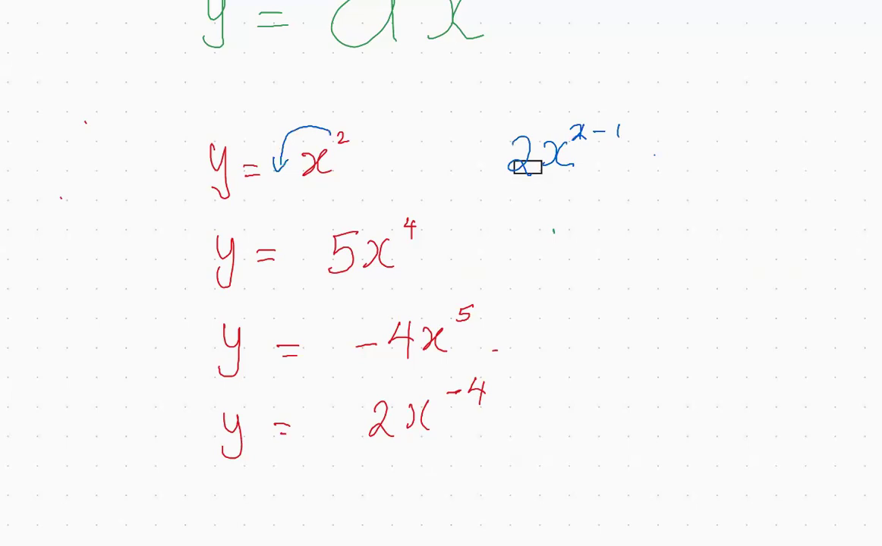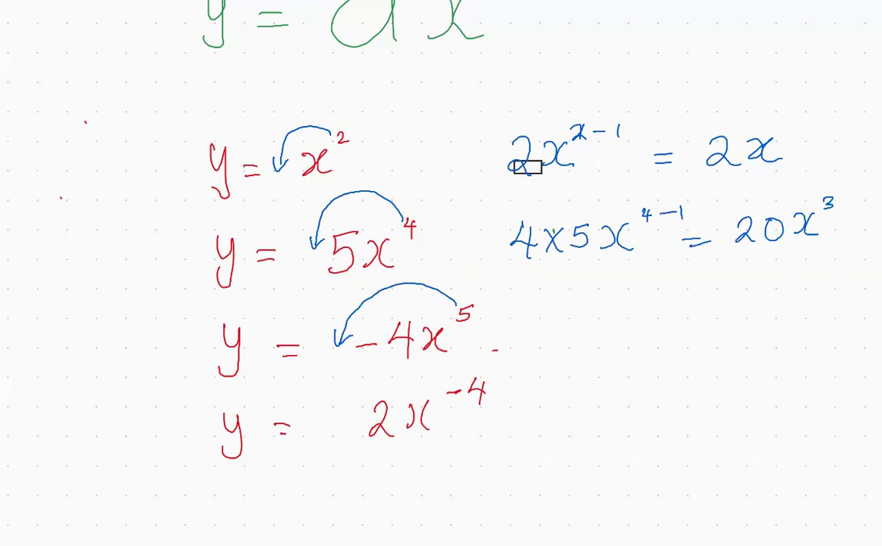Then this other one too. You move this one here. That gives you 4 times 5, then x to the power of 4 minus 1. That gives you 20x cubed. And this one too, that gives you what? 5 times minus 4, x to the power of 5 minus 4 minus 1. That gives you minus 20 x to the power of 4.